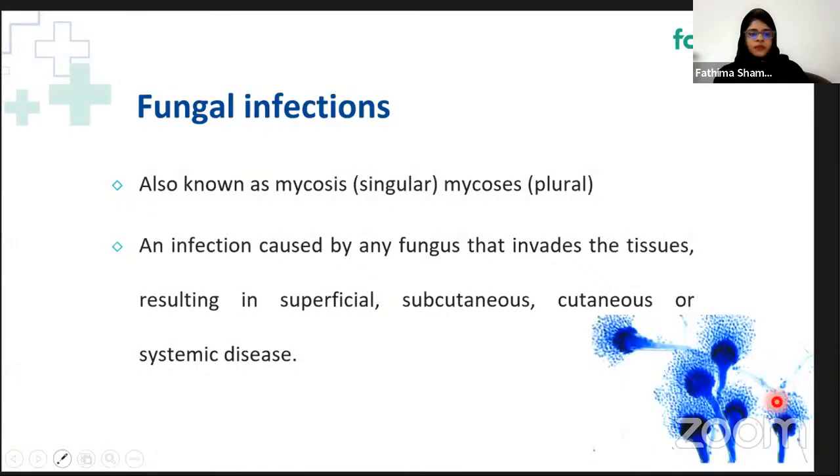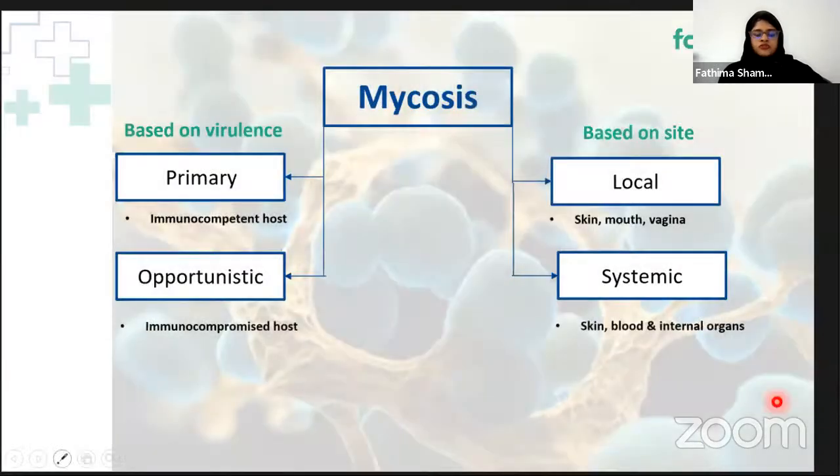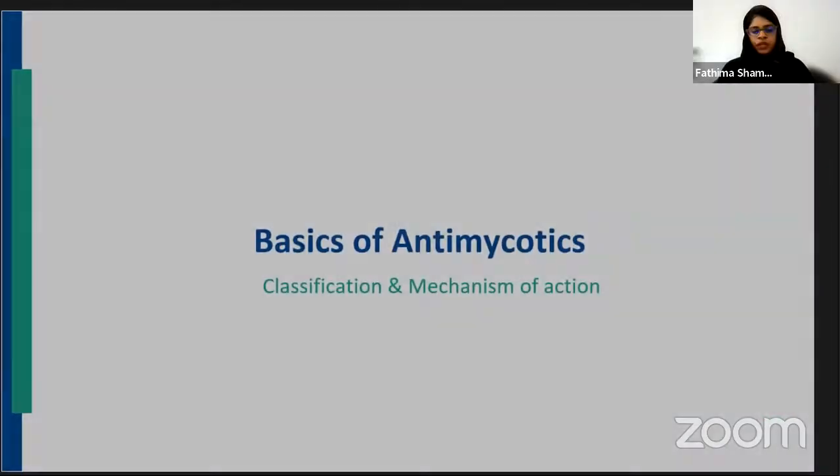So let's brush up on the basics. Fungal infections are also known as mycosis, basically an infection caused by any fungus that invades the tissues, resulting in superficial, subcutaneous, cutaneous, or systemic disease. Fungal infections can be classified based on virulence as primary, which affect the immunocompetent host, and opportunistic, which affect the immunocompromised host. Based on site, they can be classified as local and systemic. There are many other classifications which were already covered in the previous session.